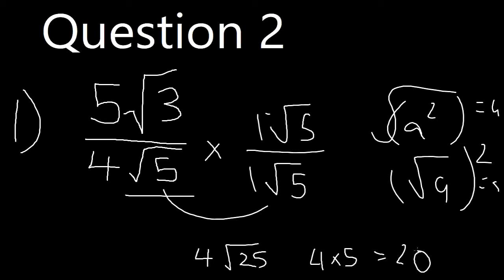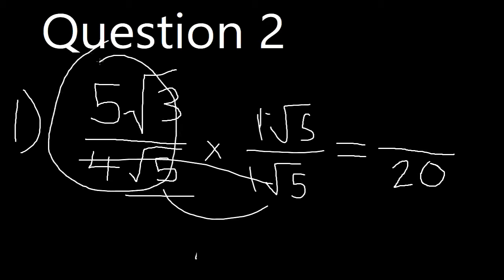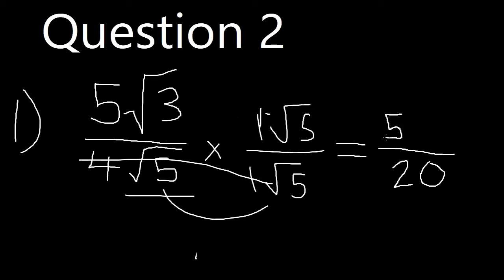So let's clean this up. Okay, so we have 20 on the bottom now, which is a rational number. So we've done this part now. Now we just need to make sure that we're timing the top so that it's the same fraction as over here. So what we've got to do is we times our 5 by our 1 to get our coefficient, which is going to be 5. And then we're going to times our root 3 times our root 5, which is going to be root 15.